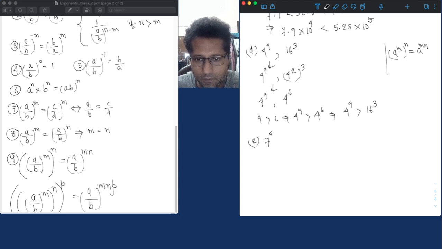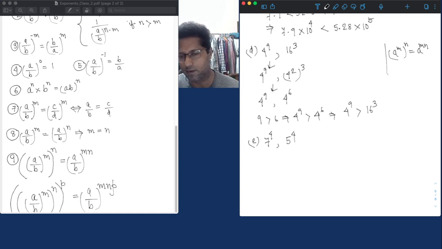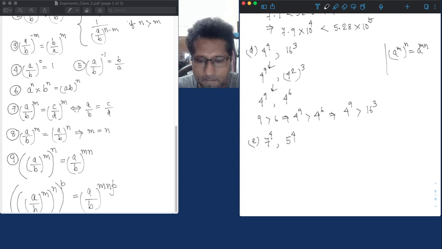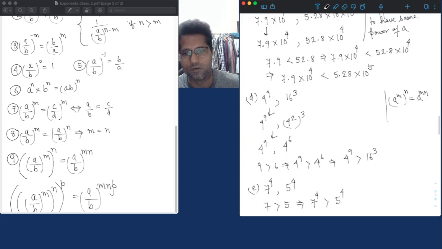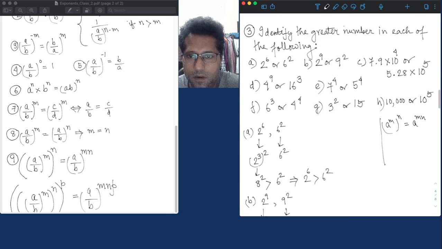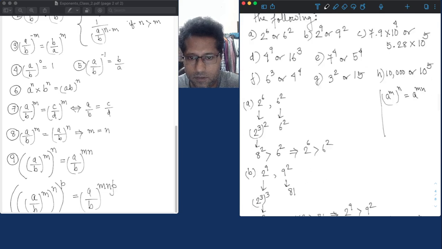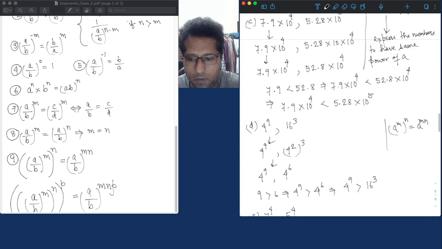7 to the power 4 or 5 to the power 4. Clearly, we know that if the exponents are the same, we compare by the base. So 7 greater than 5 implies that 7 to the power 4 is greater than 5 to the power 4. This is easy. What else? F is 6 to the power 3 or 4 to the power 4.